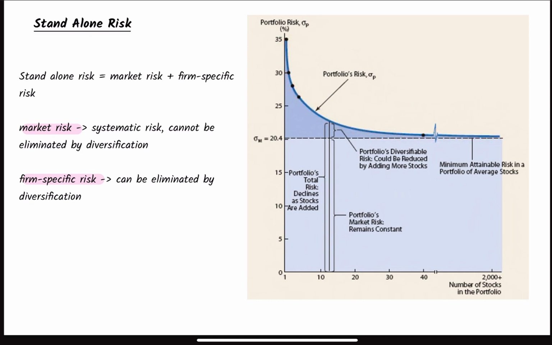So the standard deviation for the market here is 20.4. If we have this many stocks in our portfolio, we would have a standard deviation of 25. If we go farther down, the more stocks we add, the closer we get to this market risk. We can see here that this is being eliminated. It's getting smaller and smaller as we increase the number of stocks, and we're getting closer to our market risk.